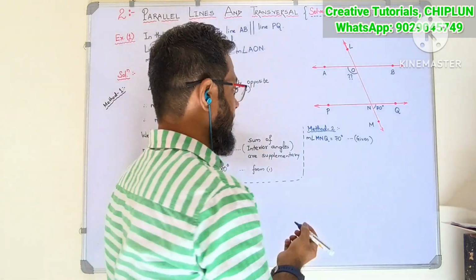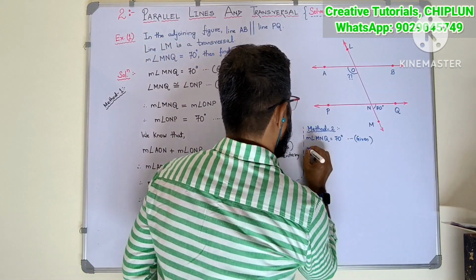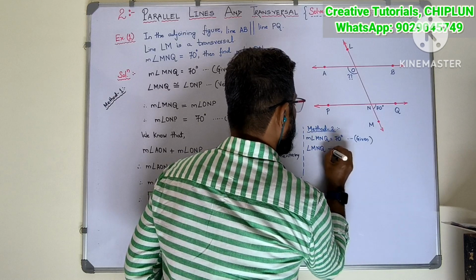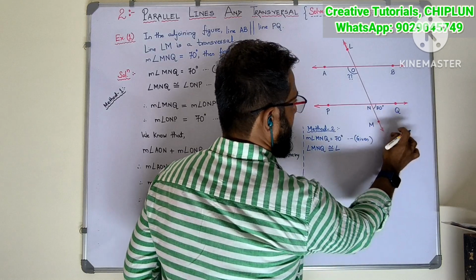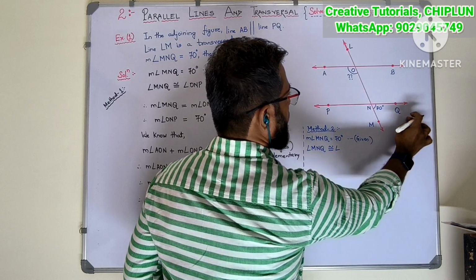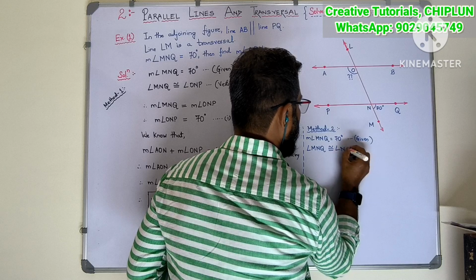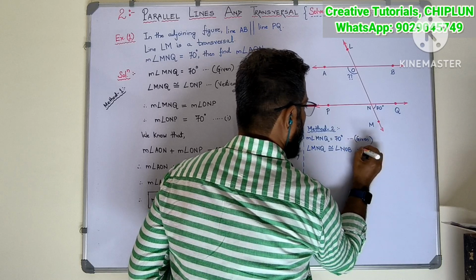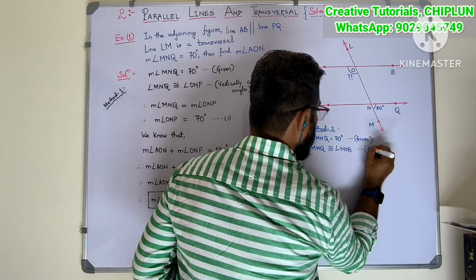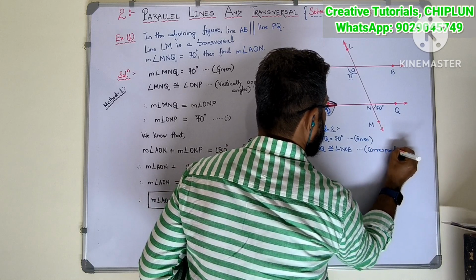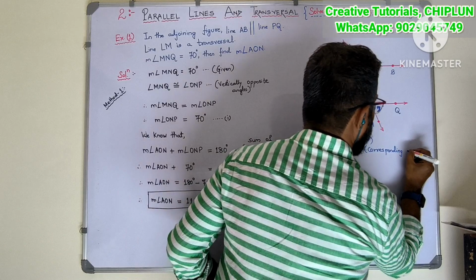Then further we will write that angle MNQ is congruent to angle NOB. Why? Because these are forming corresponding angles.